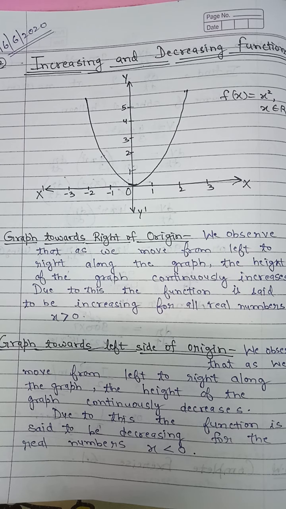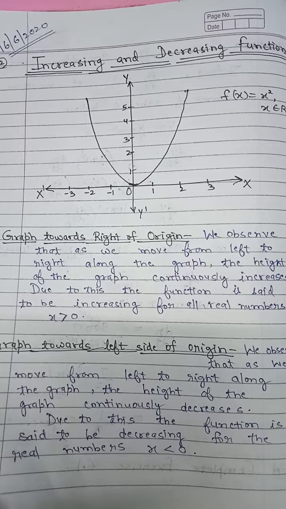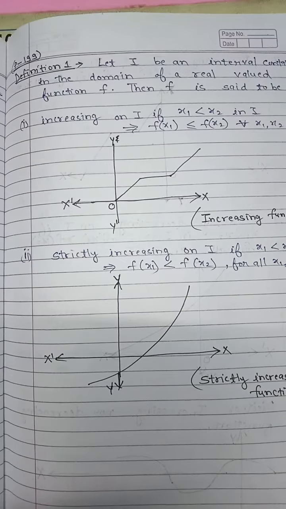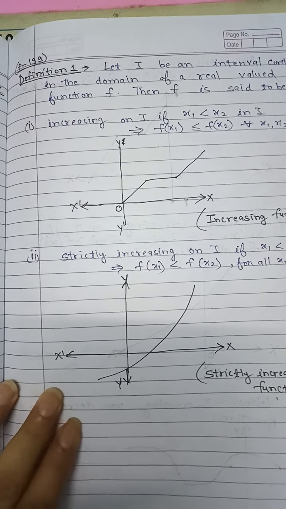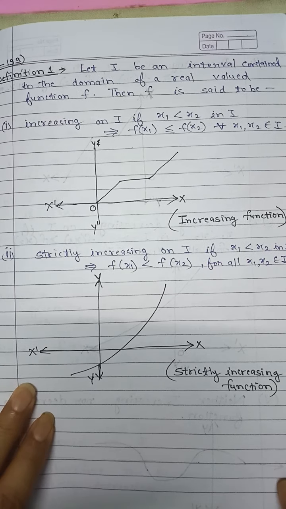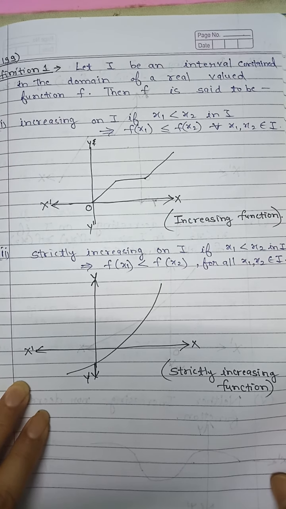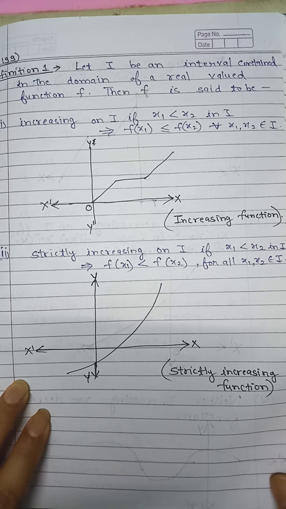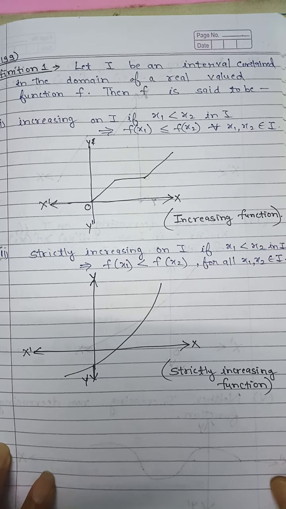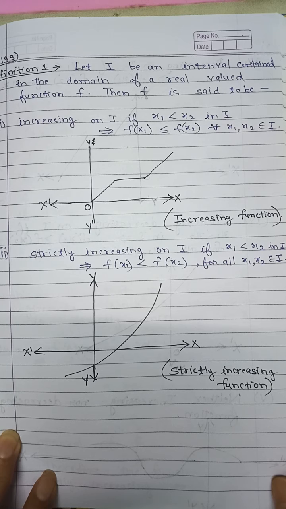Now you can see it in your books also, it's page number 199, and we have to see a few graphs for various kinds of function, when it is increasing, when it is strictly increasing, when it is decreasing, or when it is strictly decreasing. On page number 199, the definition is there.